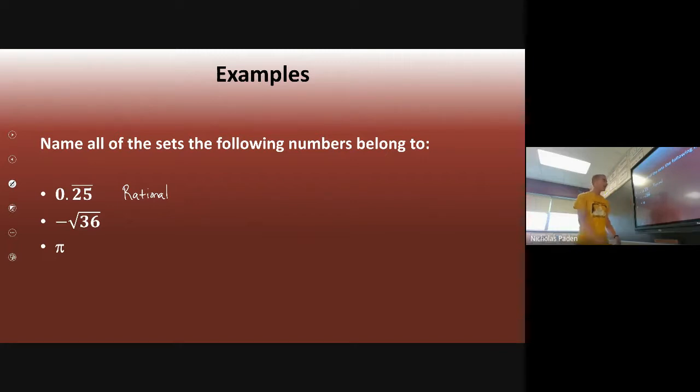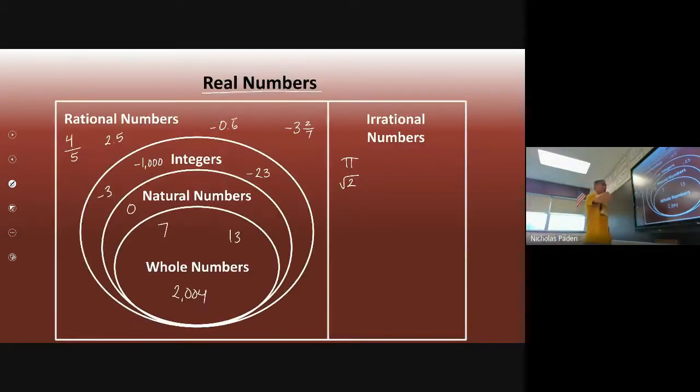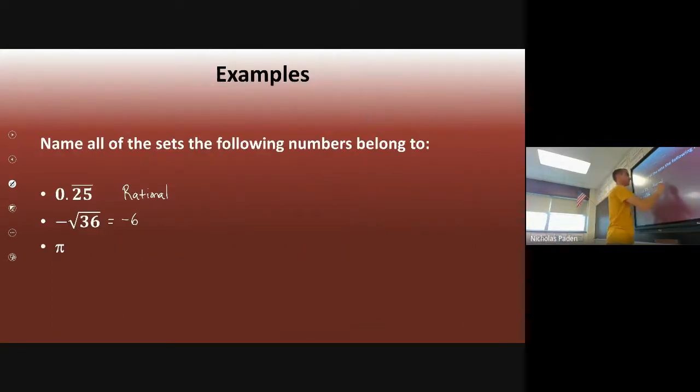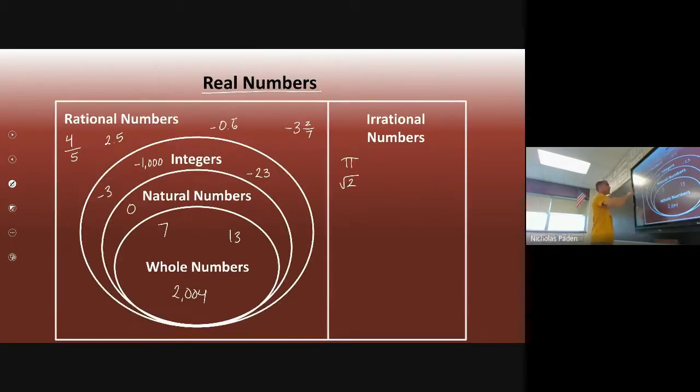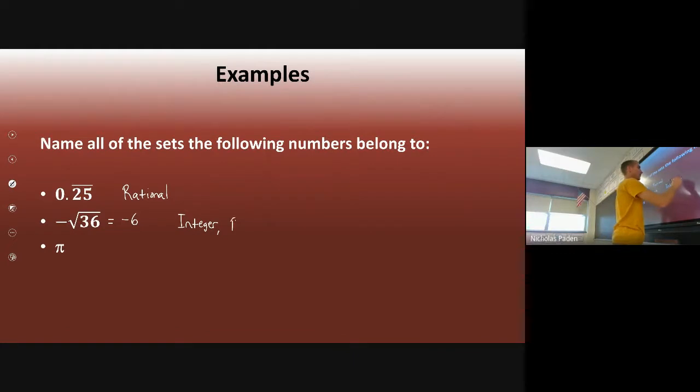Okay, what about the negative square root of 36? One thing that I would suggest doing is look to see if you can simplify this. So if you see a fraction or a square root, look to see if you can simplify. The square root of 36 is 6. And so this is negative 6. So now let's go back and look at where negative 6 would fall. Well, negative 6 would be an integer. So if a number is an integer, it is also a rational number because every integer is inside of the rational number. So integer and rational number.